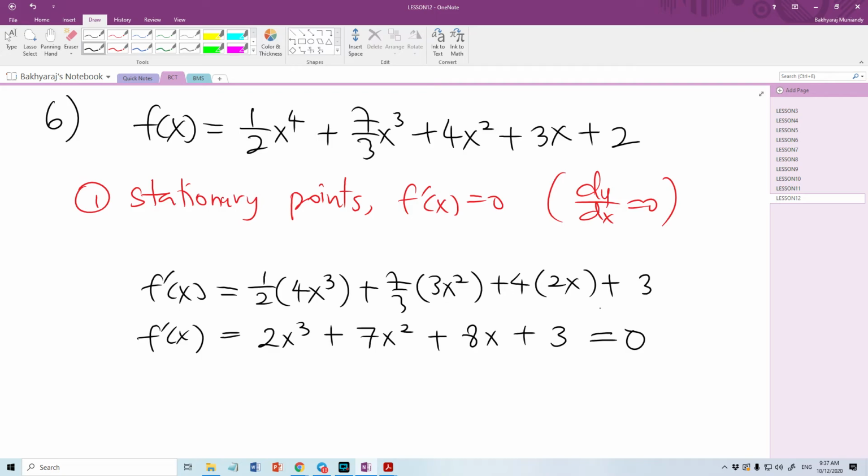So in that case, we can know what is the value of x. So kita dapat apa? x equals to negative 3 over 2, and then x equals to negative 1. Kita dapat negative 3 over 2 and x equals to negative 1. So we have 2 points. Now we get 2 stationary points.